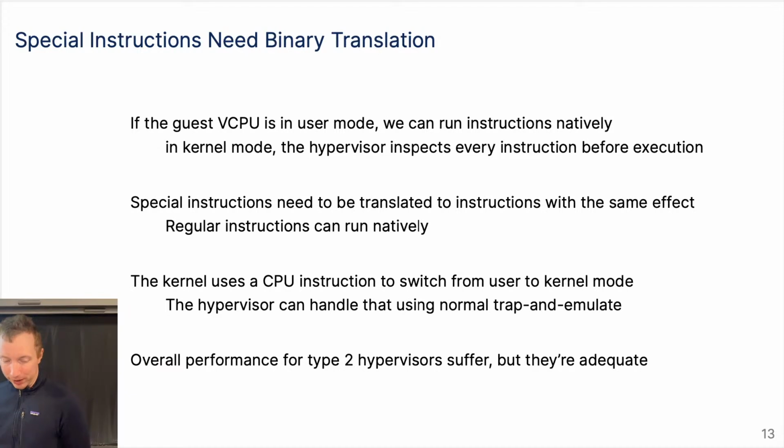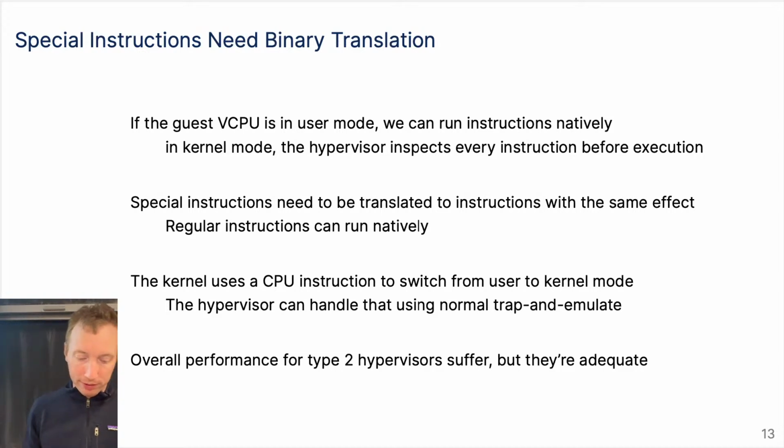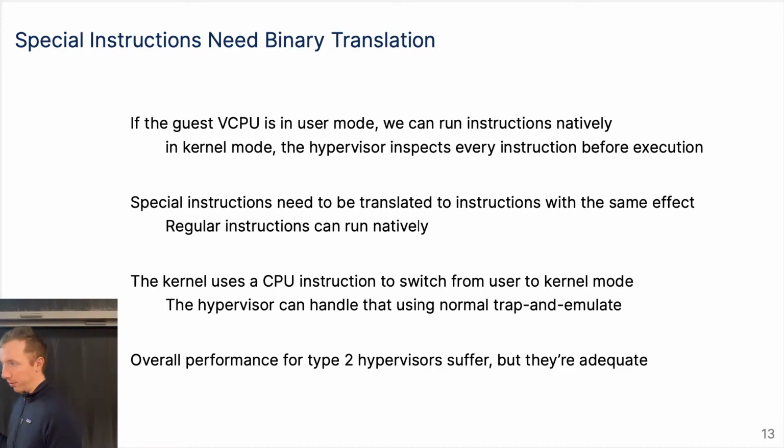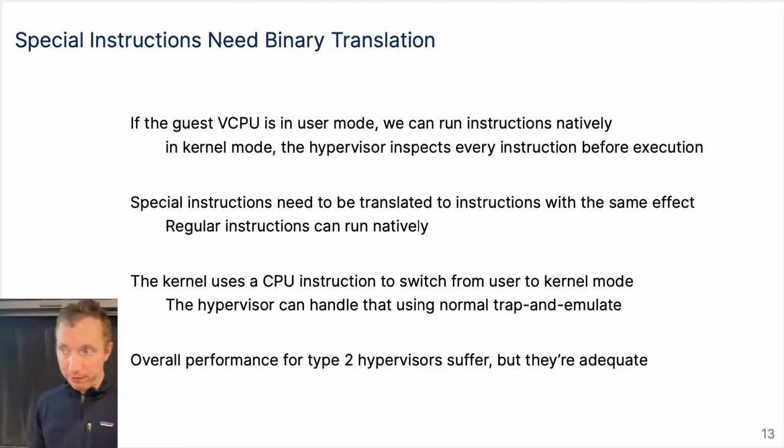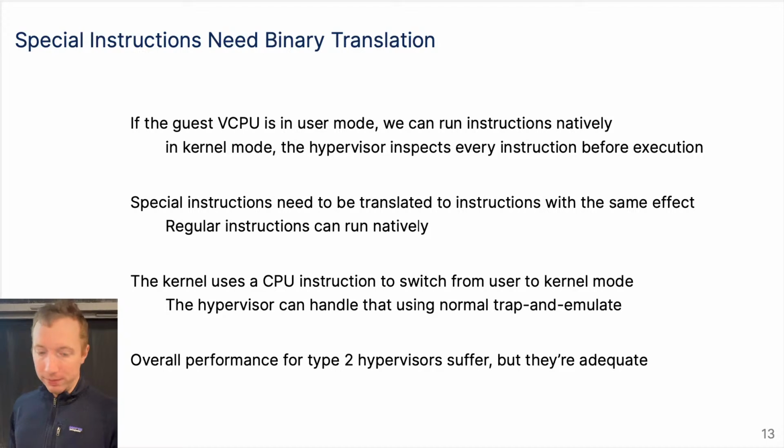So what they need is something called binary translation. If the guest thinks its virtual CPU is in user mode, you can just run the instructions natively because there's a match. The virtual machine thinks it's in user mode, and the actual process running is in user mode. So we can just execute instructions blindly because it's what we expect. The difference comes in when the guest expects to be in kernel mode. If it's a special instruction, it needs to be translated into instructions that have the same effect.